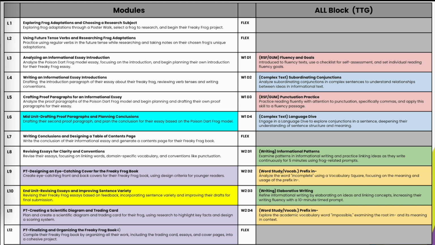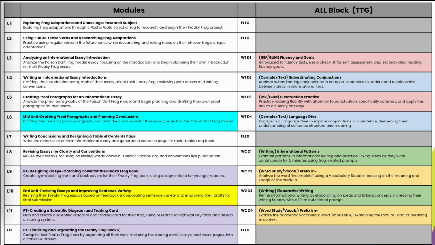In Lesson 1, they start by reading informational text and practicing research strategies from Unit 2. Using these skills, they take notes and organize their findings about their chosen frog. This continues into Lesson 2, where they refine their research and focus on gathering the details they've used in their writing.